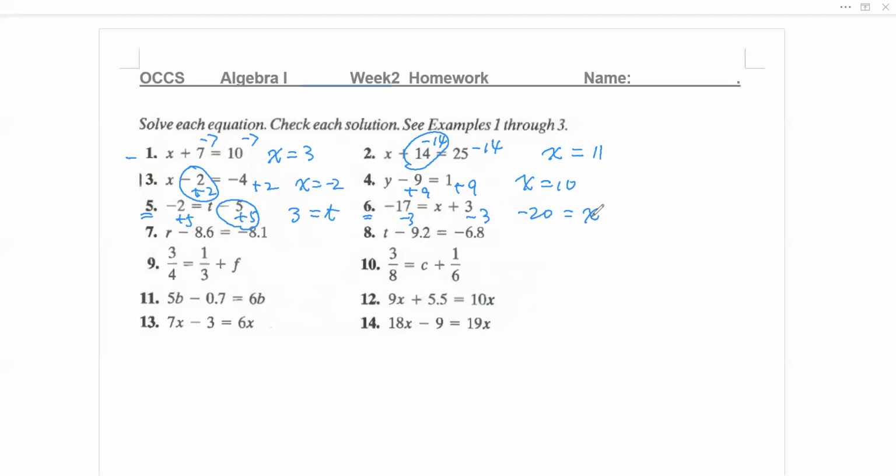Okay, let me clear the screen. So see number 7, both sides plus a minus 8.6. For the decimal, they are the same, right? So the left part only equals r. This part became 0, right? So the right part becomes positive 0.5, right?